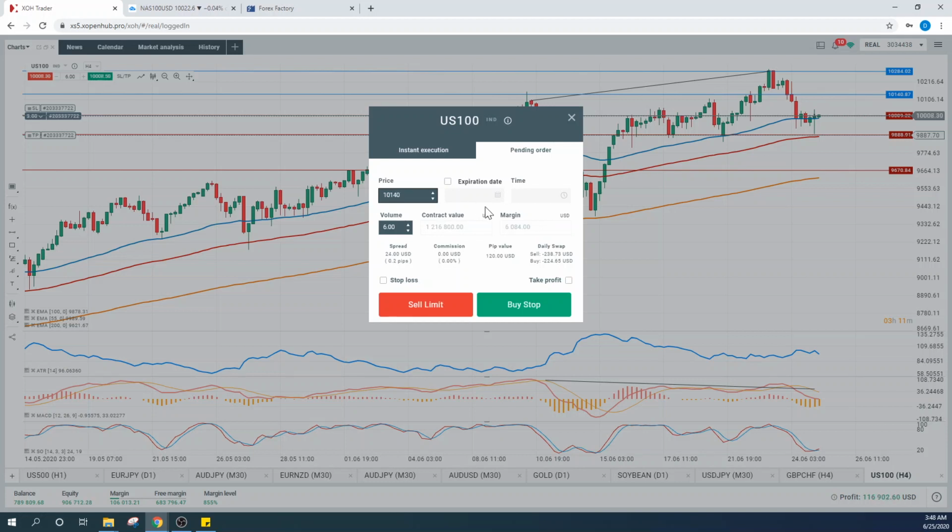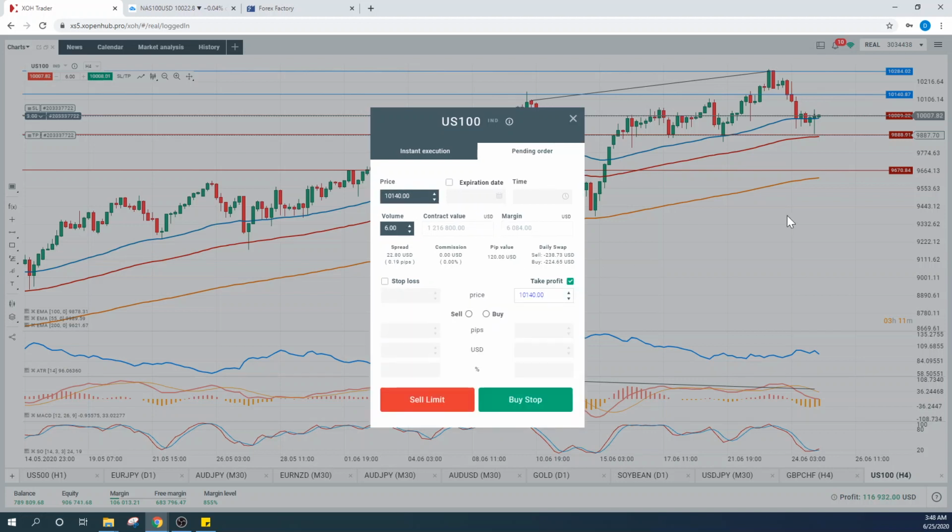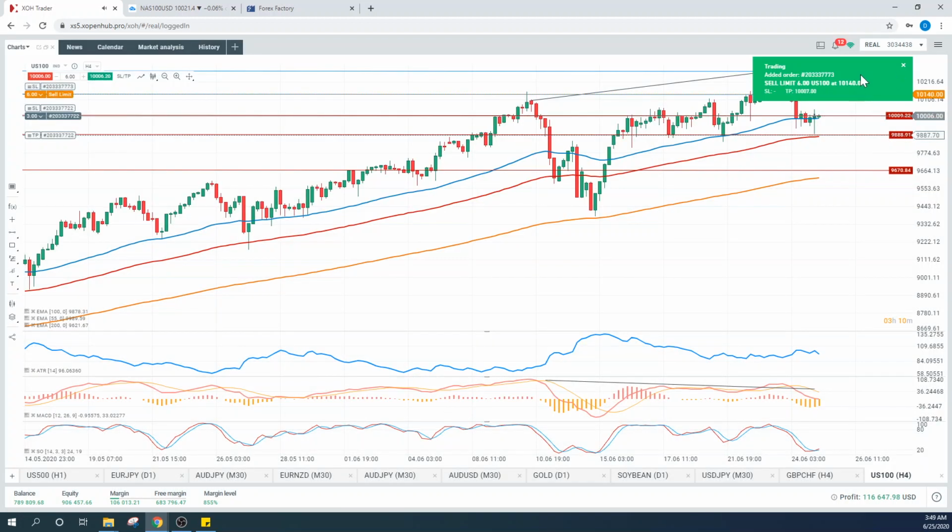Okay, we enter the level. I don't add any expiration time. I go to take profit, and take profit simply will add the current level. We are approximately at 10,007. So this is my take profit level, and without any stop loss, it will be simply my sell limit, and I will add my trade here. Okay, we can see my sell limit order with 6 lots added.